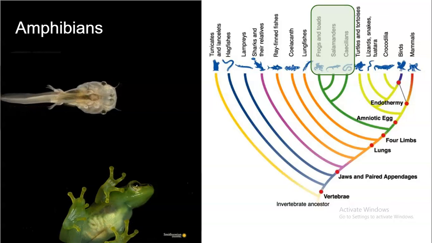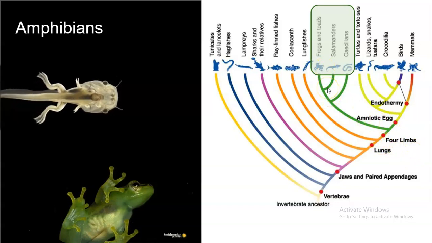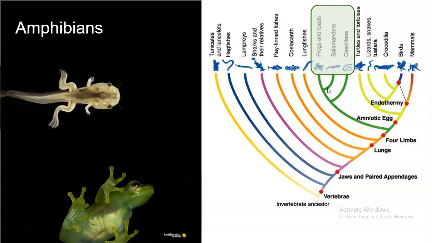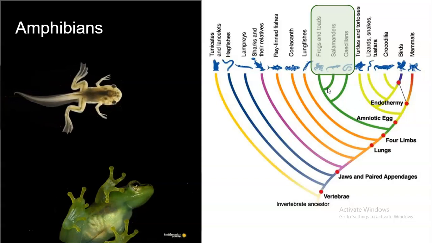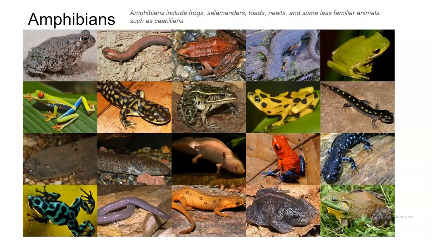All right, after lungs and 4 limbs evolved, we have the amphibians, of which there are 3 subclasses. Amphibians include frogs, salamanders, toads, newts, and some less familiar animals such as the caecilian. This is a caecilian right here. It looks like a giant worm with little legs and eyes and a mouth.